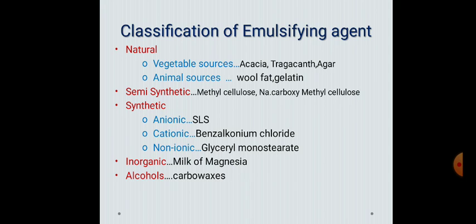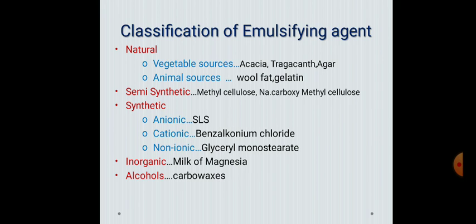In the synthetic category, they may be anionic, example SLS, sodium lauryl sulfate. They may be cationic, benzalkonium chloride, and they may be non-ionic, glyceryl monostearate. Fourth category is the inorganic compounds. Milk of magnesia is the example, and last one, alcohols. So these are the emulsifying agents.